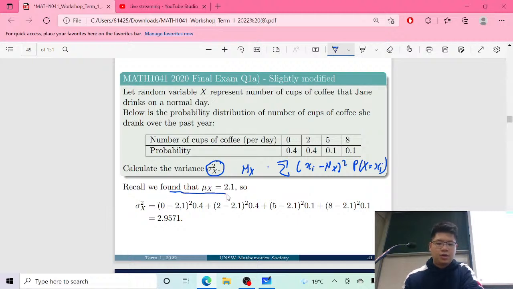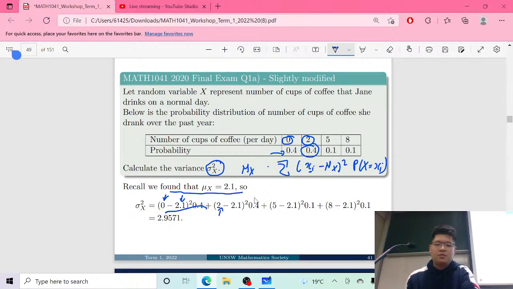Anyways, recall that we had mu equals 2.1. So we just plug into the formula. For xi, we start with 0. 0 goes here, minus the mean, which is 2.1, and 2.1 goes here. Square that and multiply by the probability, 0.4. So that's the first term right here. Then you take the next term. 2 goes here, minus the mean, which is 2.1. You square that, and you multiply by the next probability, 0.4 right here. And you just repeat that, essentially.